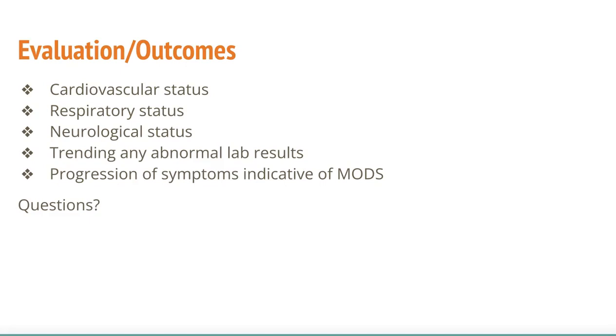Then we're going to want to evaluate our initial response and see how the patient's responding. So we're going to want to look at their cardiovascular status. Did the patient's blood pressure respond to fluid replacement? We're going to want to look at their respiratory status. If they're still having an elevated respiratory rate, it's likely due to their body trying to compensate for the metabolic acidosis that comes from a change in perfusion. We're going to want to look at the patient's neurological status. Are they still alert, oriented, responsive, or are they getting more confused and more lethargic?